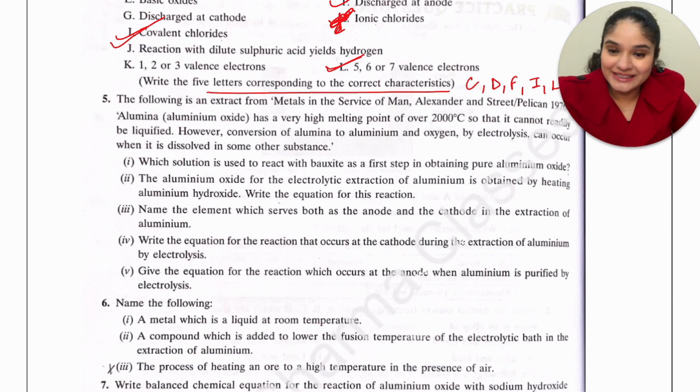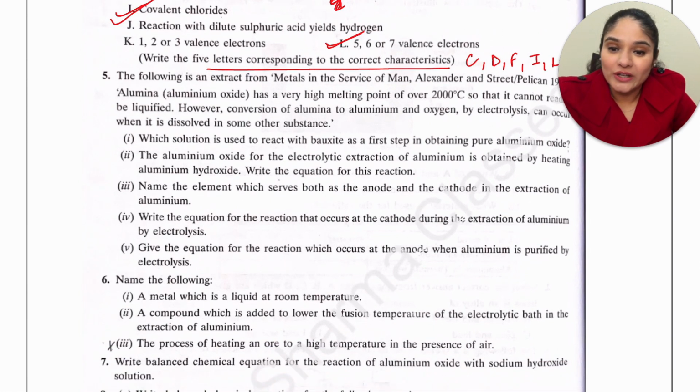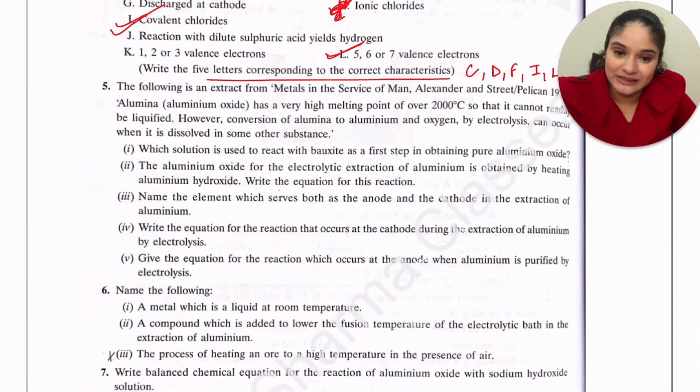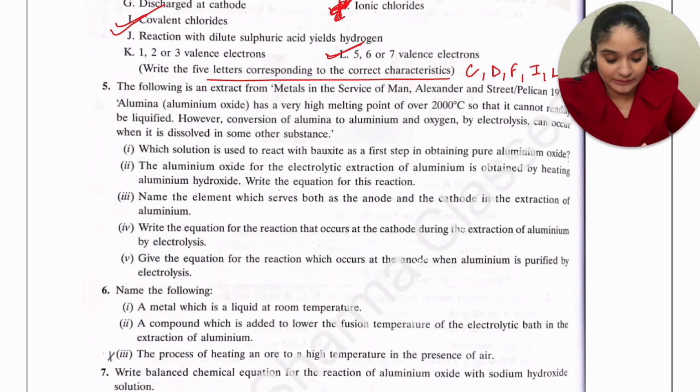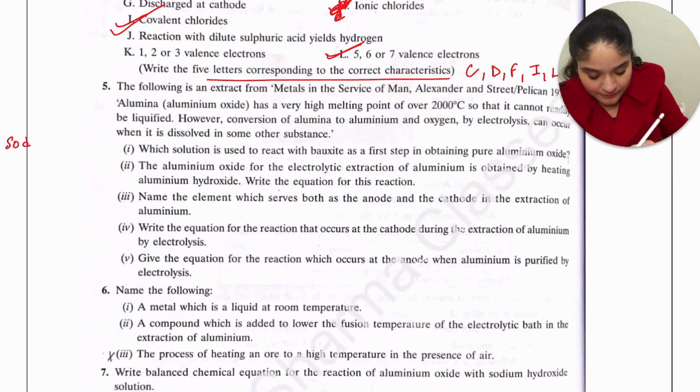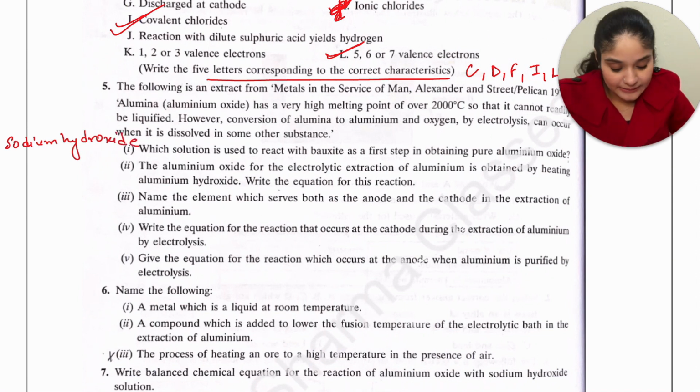So let's get started with the first part. Which solution is added to react with bauxite as a first step in obtaining pure aluminium oxide? So sodium hydroxide is the first step. Remember from the process, sodium hydroxide is the first step. So the answer is sodium hydroxide. Second, the aluminium oxide for the electrolytic extraction of aluminium is obtained by heating aluminium hydroxide. Write the equation for this reaction.